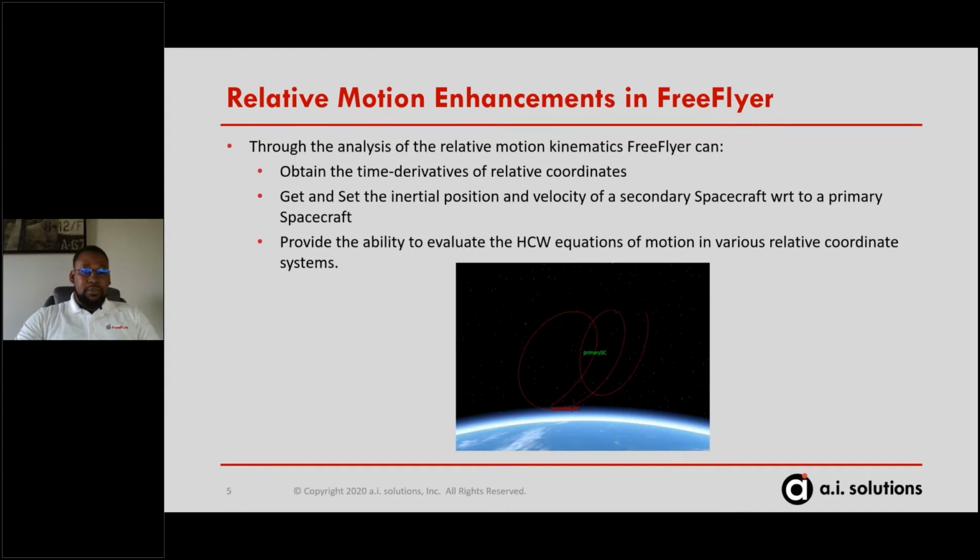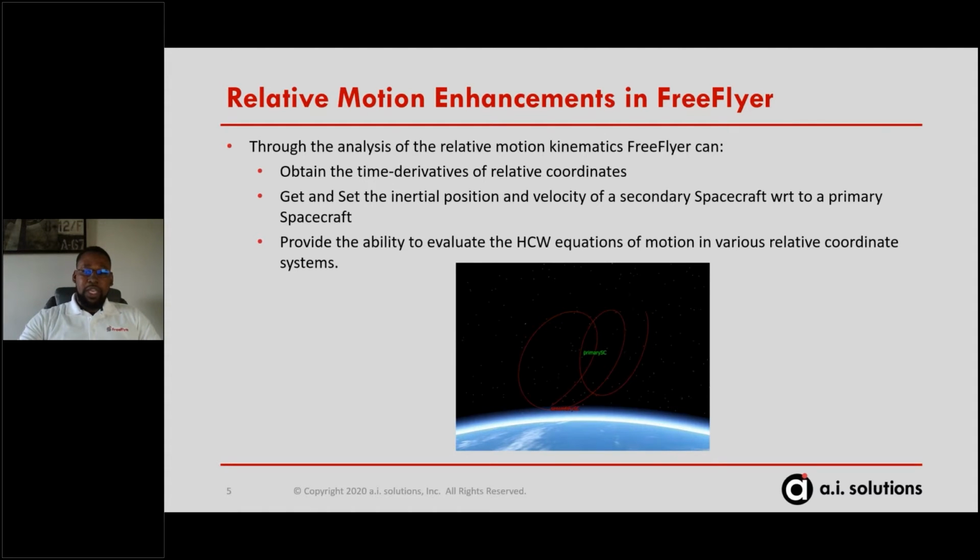Now, through the analysis of relative motion, we're actually looking more at the kinematics in FreeFlyer, and that's what it's handling. With the use of these relative motion kinematics, FreeFlyer can obtain the time derivatives of a relative coordinate set. It can get and set the inertial position or velocity of a secondary spacecraft with respect to a primary spacecraft. And it can also provide the ability to evaluate the HCW, or those Hill-Clohessy-Wiltshire equations of motion, in various relative coordinate systems. And again, we've added some new coordinate systems specifically for this relative motion enhancement.